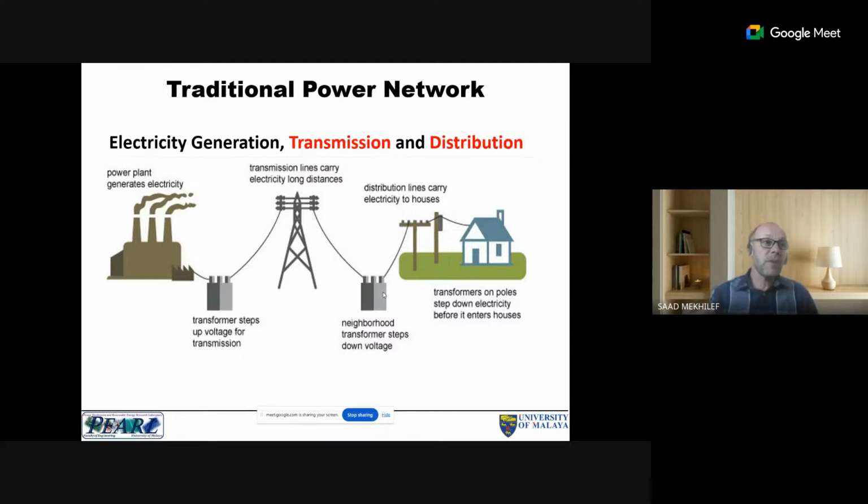It is very rigid, meaning you cannot change much. You cannot remove one component of this. If you remove one component, the grid system will collapse. So it's very rigid: generation, transmission, distribution, and transformers in between, and that's it. It's one-way communication, or one-way power transfer. So this is the traditional grid.